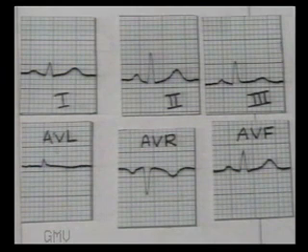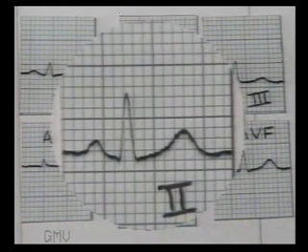Then study the P wave morphology in lead 2 where it is most prominent. If it is more than 2 mm wide or 2 mm tall, then left or right atrial hypertrophy may be present, and an inverted P wave in lead 2 indicates nodal rhythm.